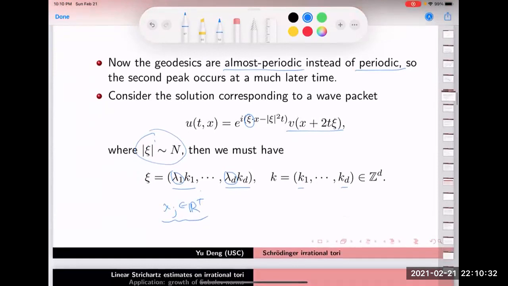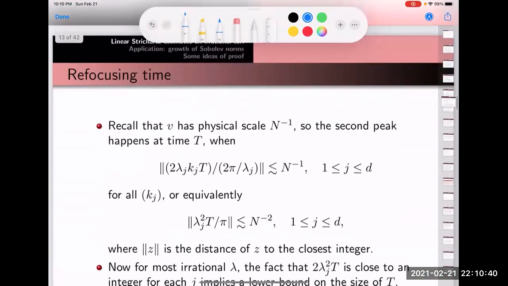Okay, so what happens with this? When do these geodesics go back to the original place? Suppose this v is a wave packet of frequency, and again its spatial characteristic scale is n to the minus 1. Okay, so then what happens? At what time do you have the second peak?